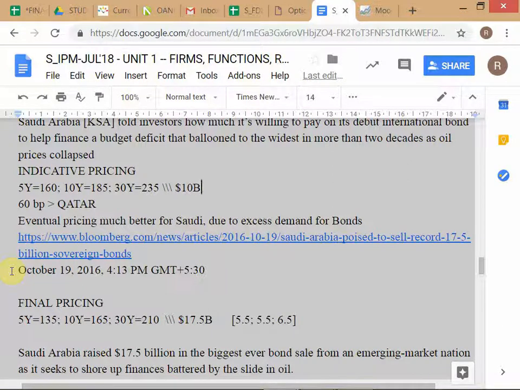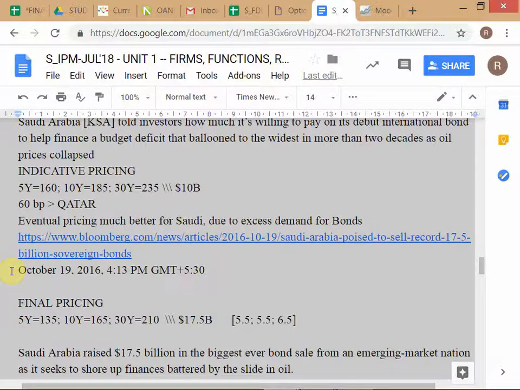Okay. So 5 years, 160. What does 160 mean? That they are offering 1.6%. They were discussing this when they were doing the negotiations. Okay, I want to sell bonds, and this is what I'm thinking of offering. Does that suit you? And then you go back and forth on the negotiations. So initially, when they started the discussion, the indicative pricing was in these terms.